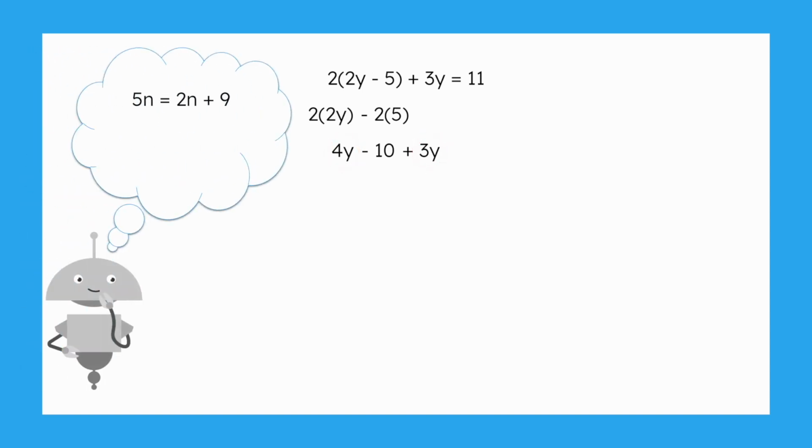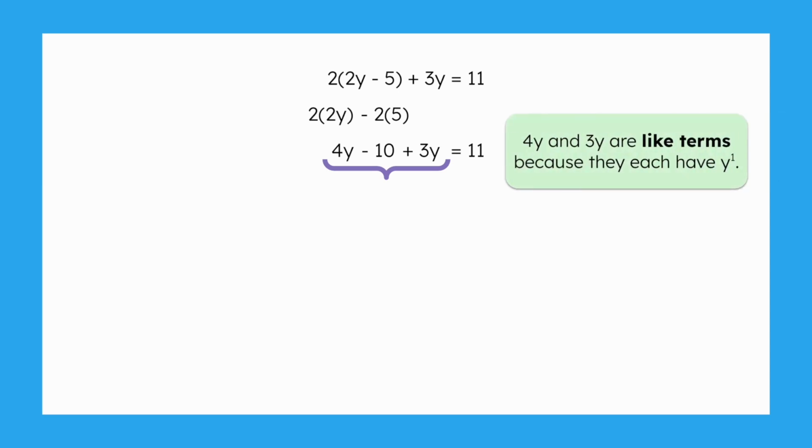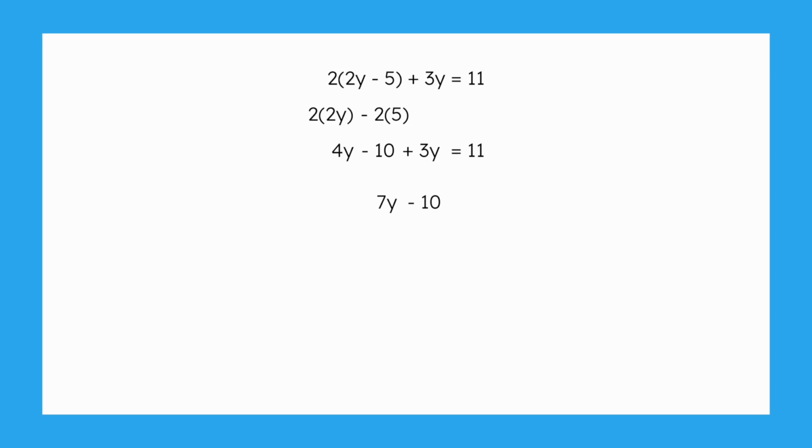Well, before, when I had two variable terms, I used inverse operations to cancel one of them. But these variable terms are on the same side of the equal sign. Do you know what I should do? Oh, right. 4y and 3y are like terms because they each have a y to the first power. And since they're in the same expression on the left side, I can just combine them to make one variable term. Did combining 4y and 3y change the value of the expression?